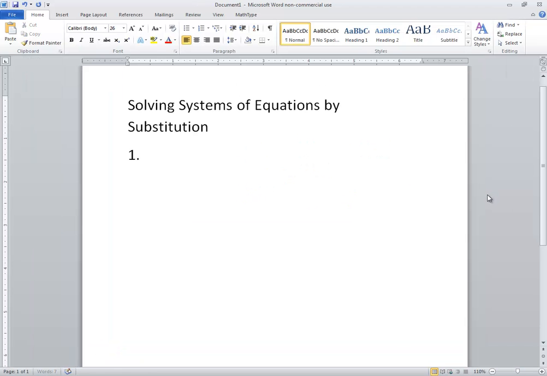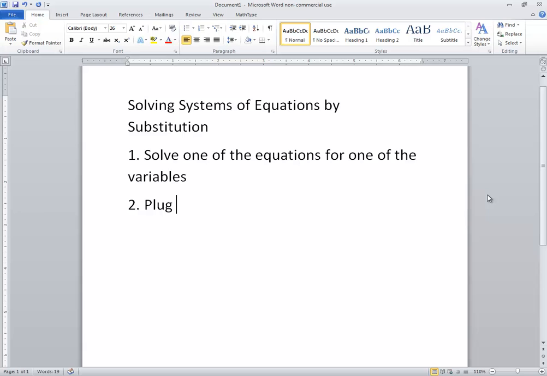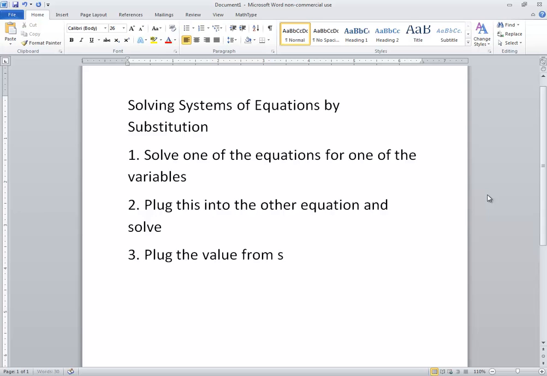Now our first step is solve one of the equations for one of the variables. Step 2, plug this into the other equation and solve. And step 3, plug the value from step 2 into the equation from step 1 and solve.